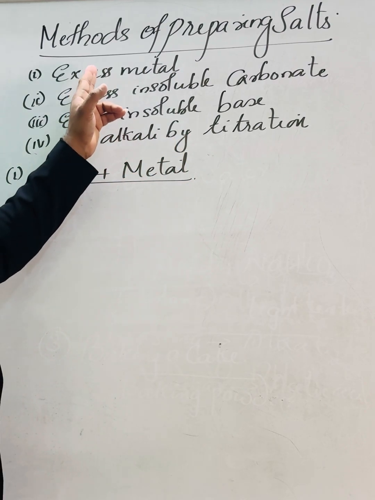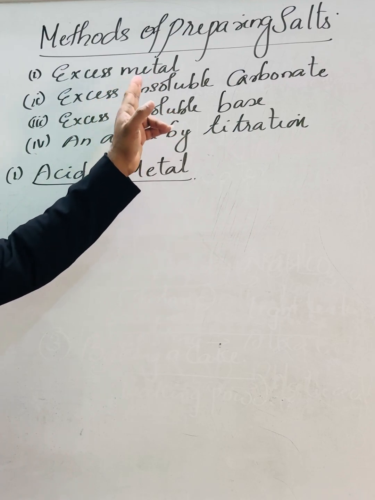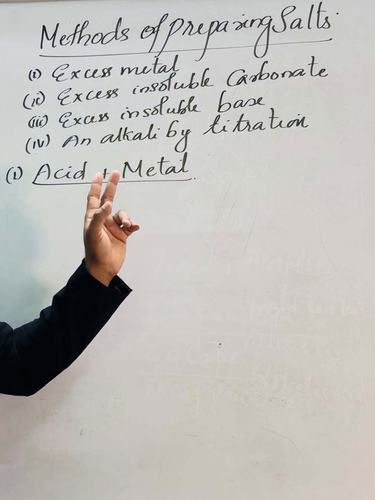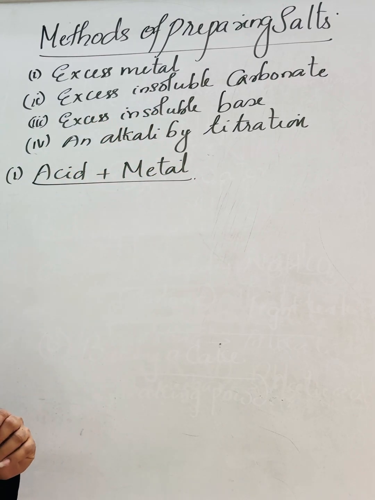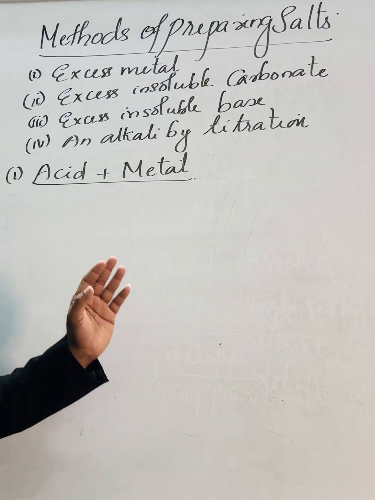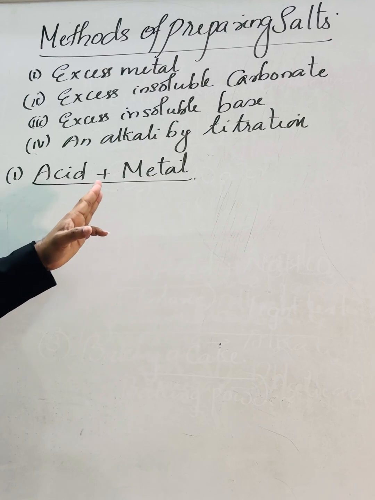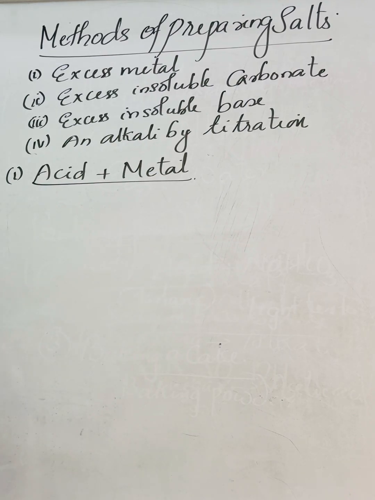In this, 1 and 2, excess metal and excess insoluble carbonate, metal carbonate, both use the same procedure. So be careful. If you learn 1 and 2, you can apply the same procedure. First example, acid plus metal. Here I will explain the preparation of magnesium chloride.